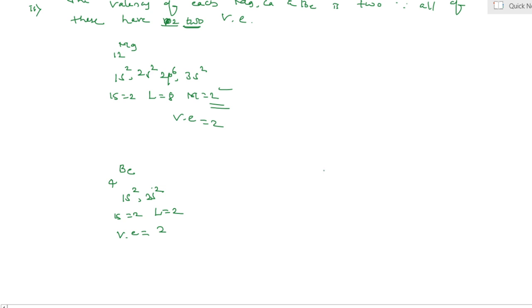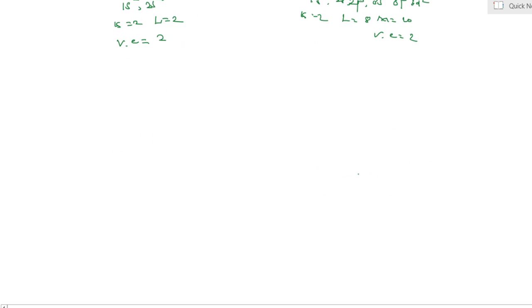Take another example: calcium 20, 1s2, 2s2, 2p6, 3s2, 3p6, 4s2. Yes, in K cell 2, L cell 8, M cell 8, and N cell 2. Yes, here valence electrons are 2. Yes, my students, let us see the third one.